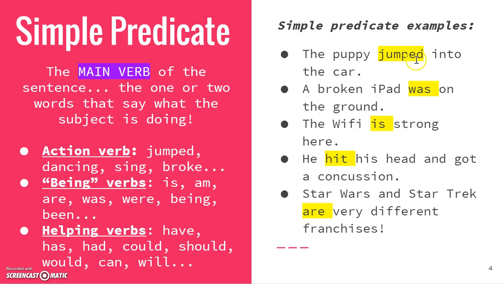So, in these cases, we mostly just have a one-word answer, but there could be more than one word working together to be the main verb, or that predicate verb. So here we go. Here, the word jumped is our smallest, most narrow predicate. It's our one predicate main verb. Was, is, hit, and are all predicate verb examples.